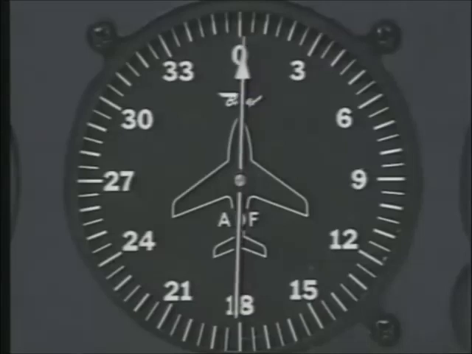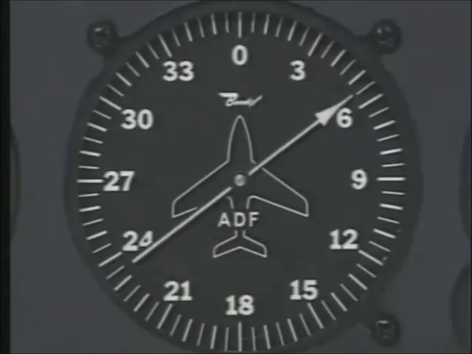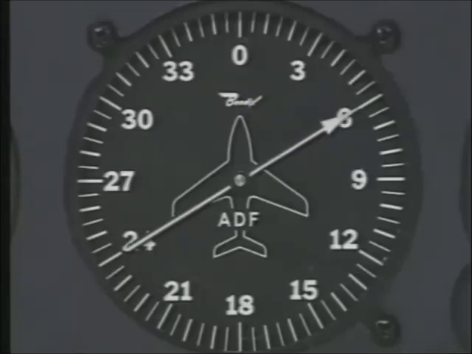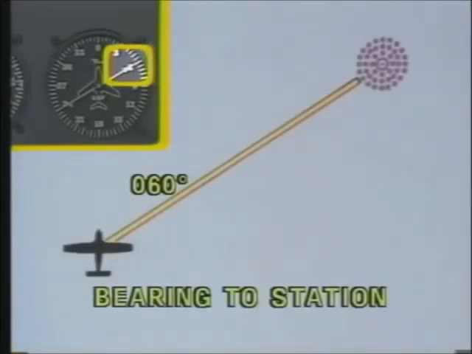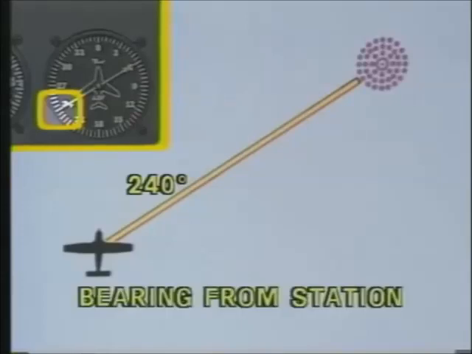The needle on the bearing indicator will move in the direction of the station and stop when a strong signal is found. The pointer of the needle indicates the bearing to the station. In this case, it's 060. The tail of the needle indicates the bearing from the station. In this example, it's 240.